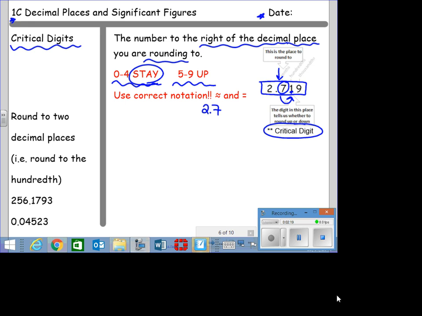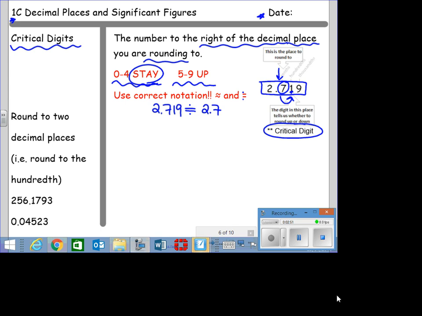Since it's not an exact answer, though, we use these symbols, okay? Either the 2 squiggly lines or an equal sign with 2 dots on the top and the bottom. So we can say that 2.719 is not exactly 2.7, but we rounded it to 2.7. So that is actually an approximated answer. So I'm going to use those symbols when I'm approximating. So anytime you're asked to round, I'm approximating. So now let's try a couple others.